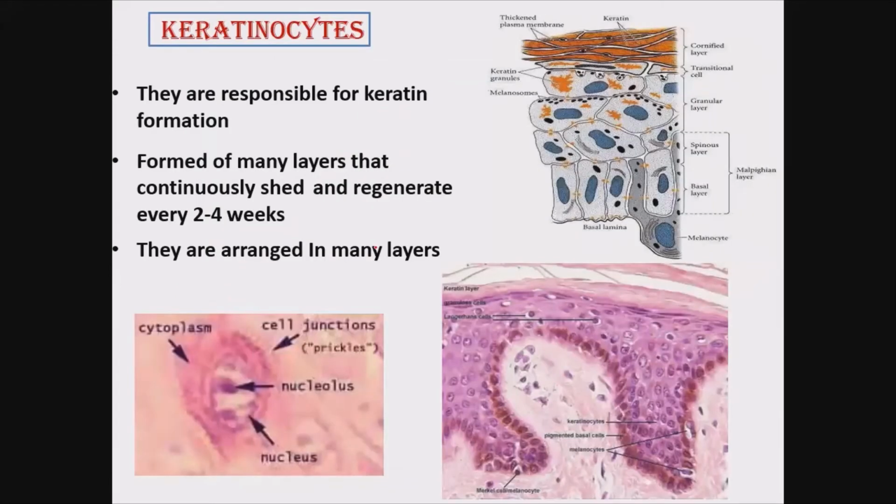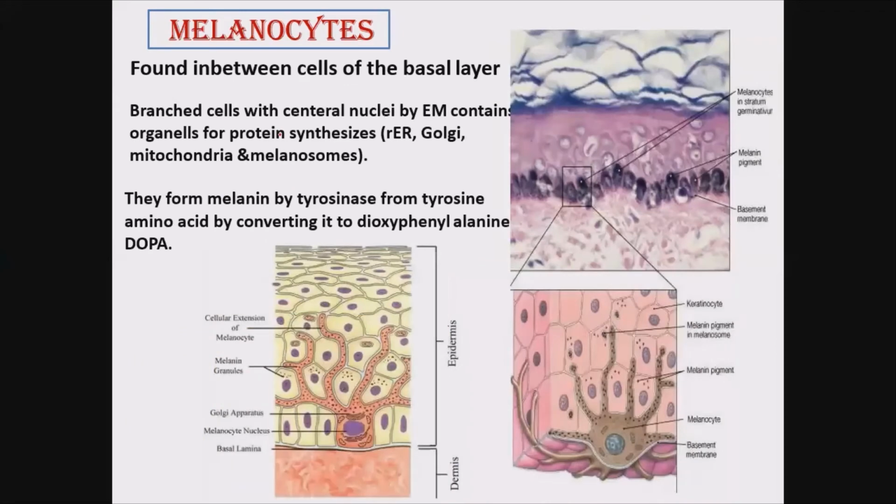Now coming to the different types of cells present in the epidermis. The most common are the keratinocytes, responsible for keratin formation, formed of many layers that continuously shed and regenerate every 2 to 4 weeks. They are arranged in many layers and derived from stratum basale. Stratum basale cells are also called basal keratinocytes. Other cells arising from stratum basale cells are, in general, called keratinocytes.